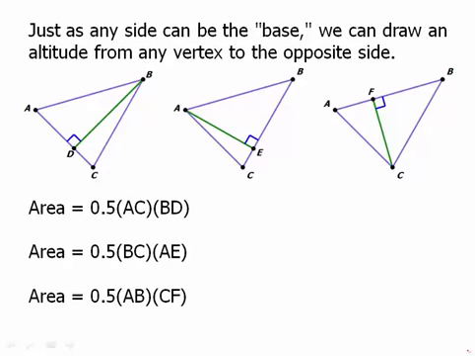It turns out for any triangle, if we calculate the area in these three different ways, we'll always get the exact same number. The triangle has only one area, so these three different ways of calculating the area will always lead to the same answer.